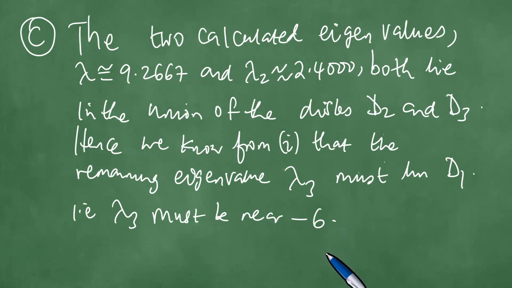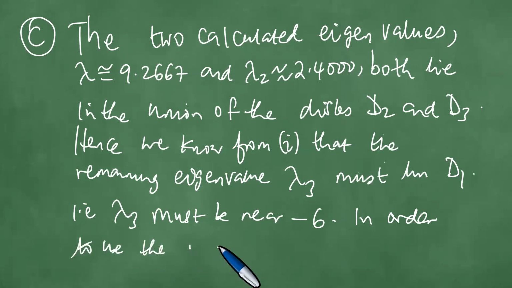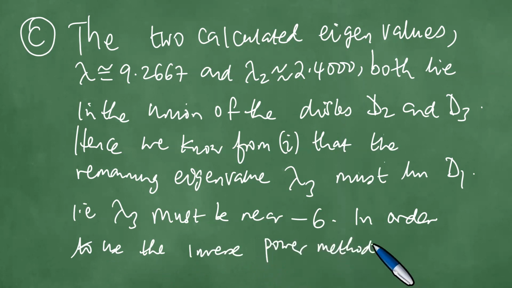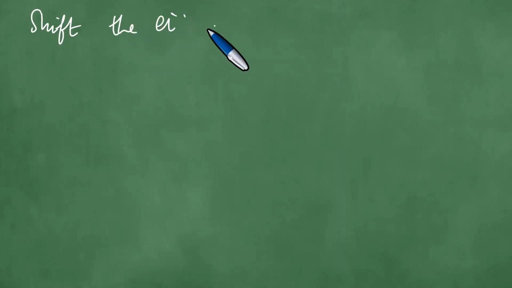Okay, we're going to discuss the Gerschgorin circles. However, in order to use the inverse power method, we must shift the eigenvalues. Okay, there's going to be a shift of the eigenvalues.